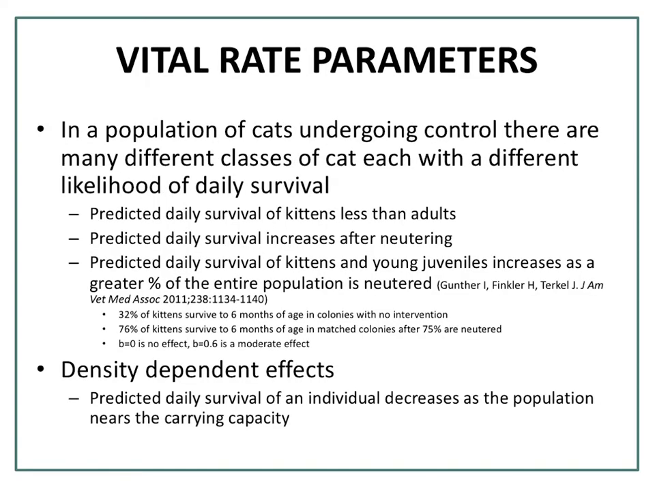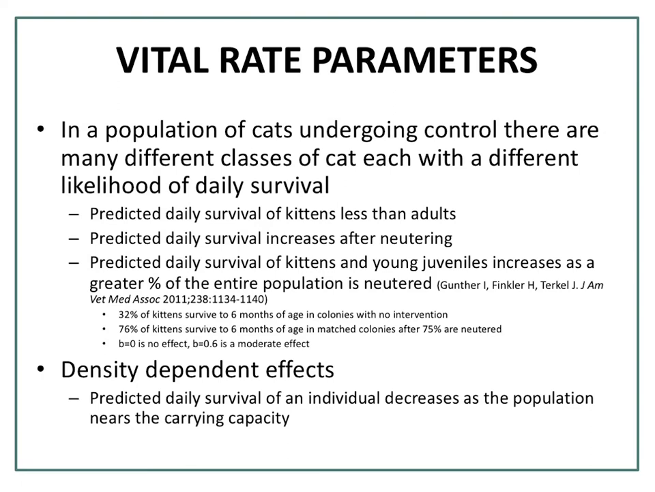With vital rate parameters, it's important to recognize that in a population of cats that have undergone control, there are a number of different classes of cats within the population. Each of those classes has a different likelihood of daily survival. We know that the predicted daily survival of kittens is less than adults, and that makes sense. The predicted daily survival of kittens will also increase after neutering.